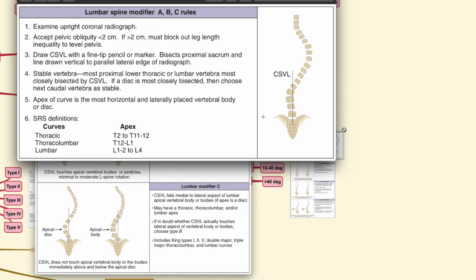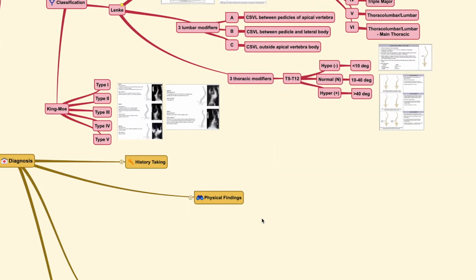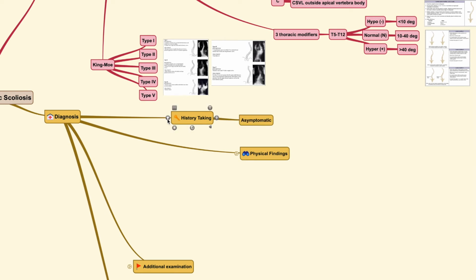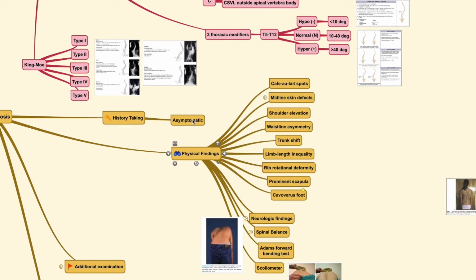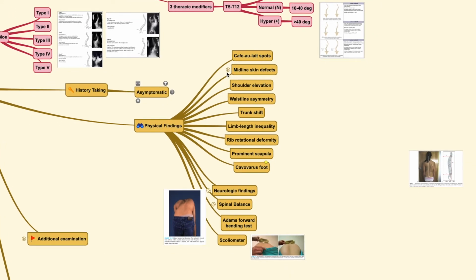But if you see a pelvic obliquity of more than 2 cm, you must place a block on the shortened leg so that when the patient stands up, the pelvis reaches an equal height. Now, next is what you do to aid your diagnosis. History taking should reveal that the patient is asymptomatic. The physical findings are more significant on what you see.